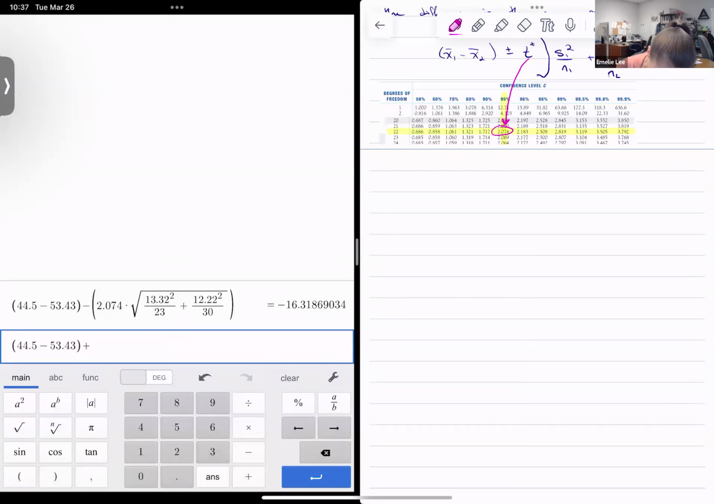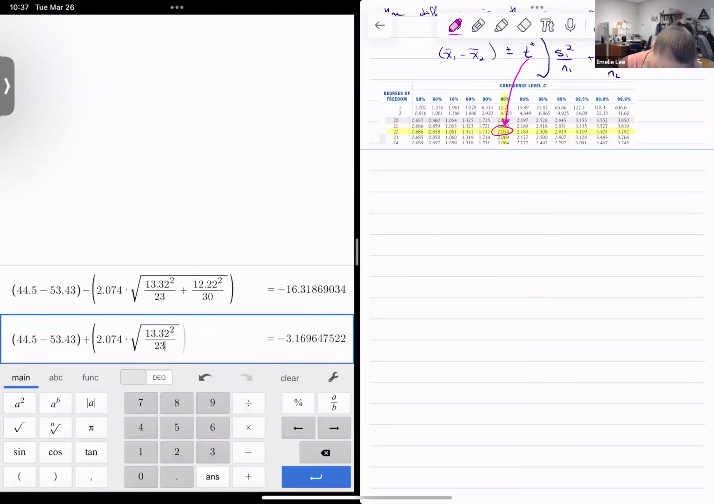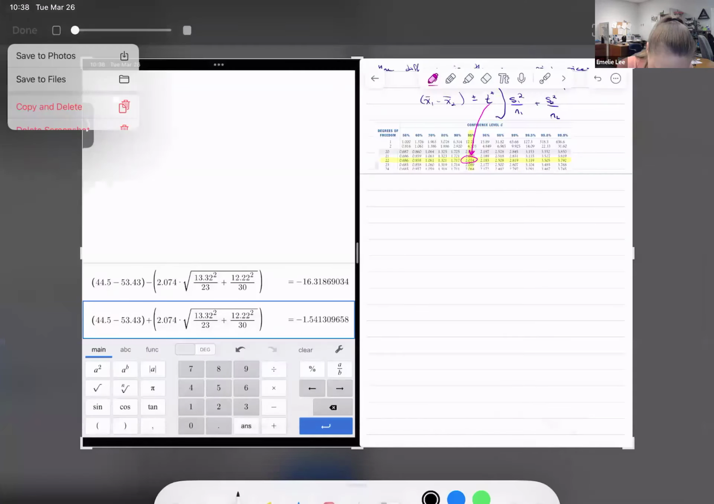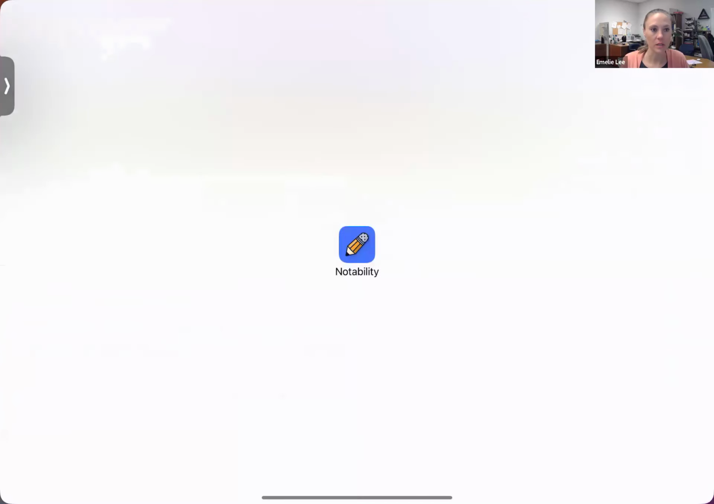4.3 plus 2.074. Now hopefully I don't make a terrible typo here. 13.32 squared divided by 23, plus 12.22. Oops, not square root, it's squared. Divided by 30. Okay, good. Looks good, assuming the previous one was good. I'll bring that in so we can see it.